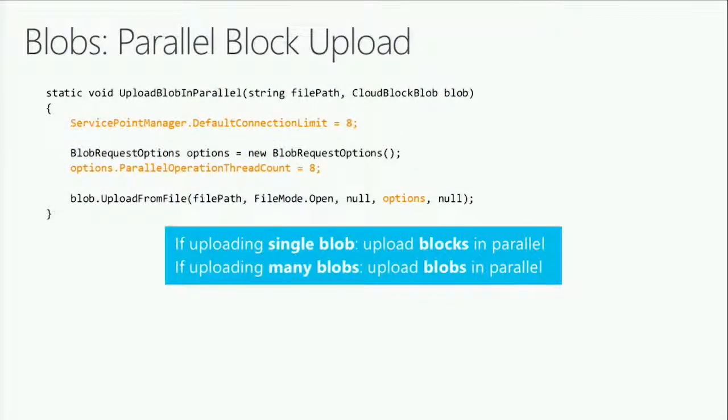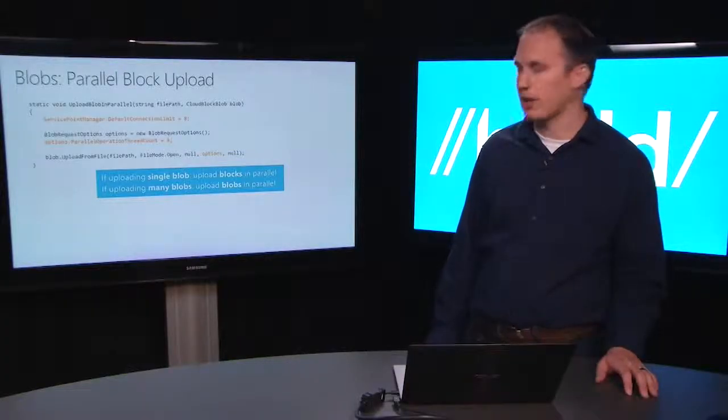Parallel block upload. This is just a really simple fix that you can do when you're uploading files. We don't do it by default in the client library because we don't know what device we'll be running on and what else you have going on that device. So we try and be responsible about the amount of resources we'll consume. But if you set up just a couple lines here around the thread count and the default connection limit, this allows one blob to upload much more quickly by using multiple connections.